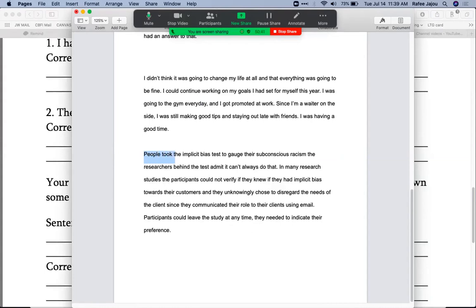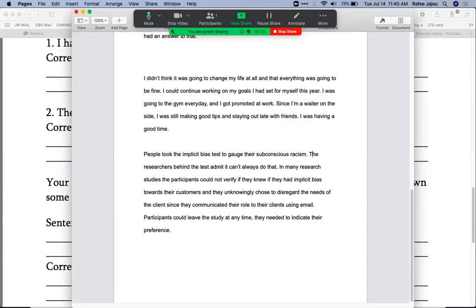So remember, subject, verb, complete idea. People took what? The implicit bias test to gauge their subconscious racism. The researchers behind the test admit it can't always do that. Sounds like there's two ideas going on here. Where is the first one? Right here. How do I know? Because this sentence has to do with the researchers. This sentence has to do with people. What do you think is needed right here? Period. That's all. You already have two complete statements. They just need to be separated.